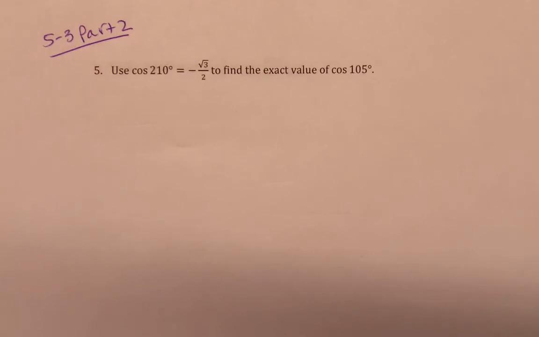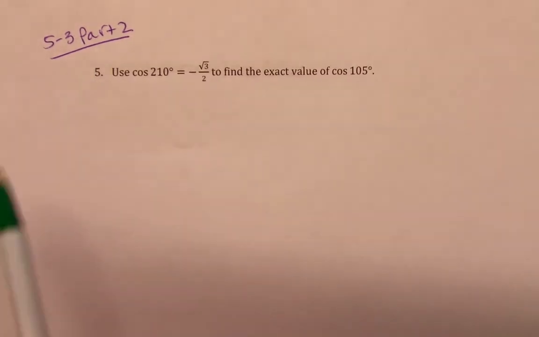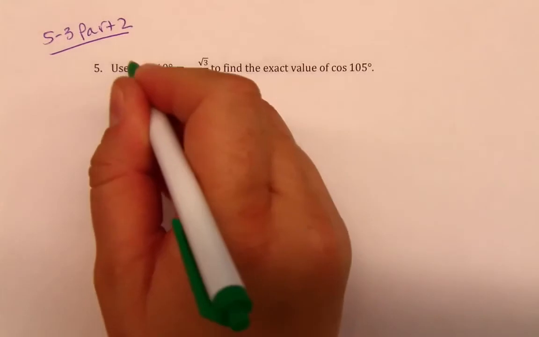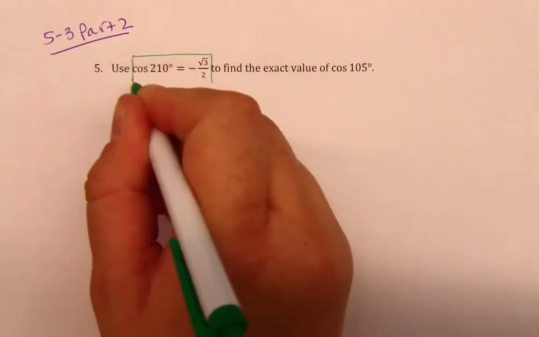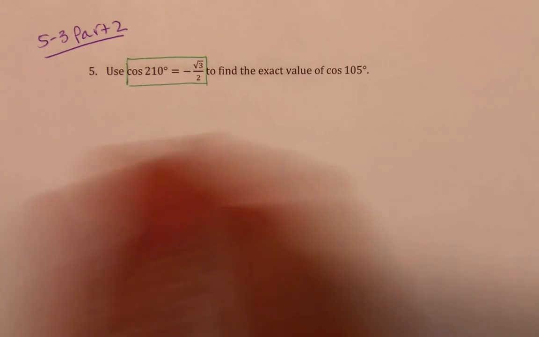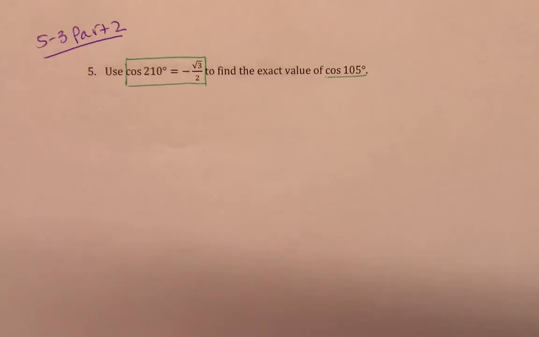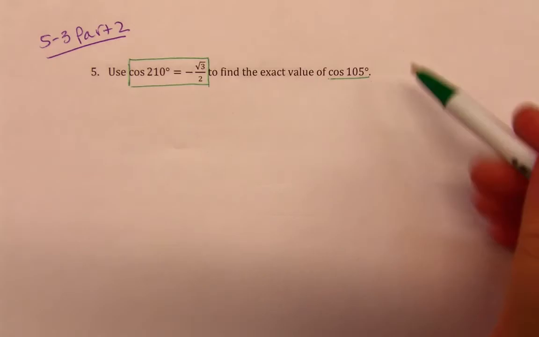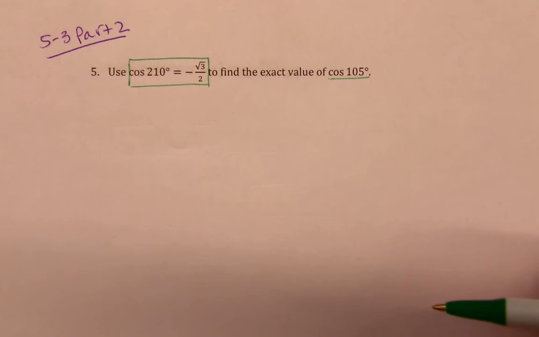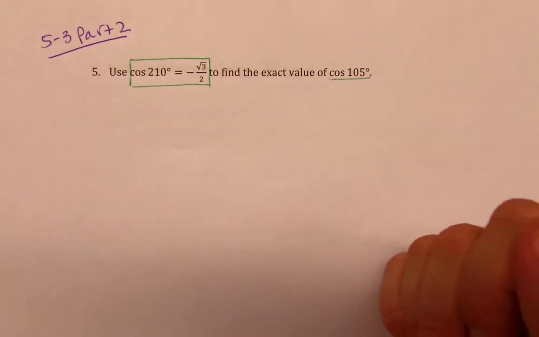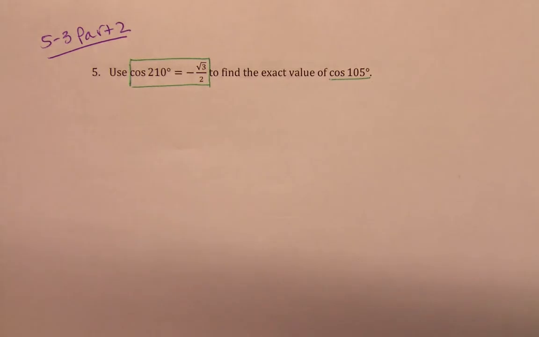Okay, so this is part 2 of section 5-3, and now we're going to be using these identities that we've been talking about. So right now we're given cosine of 210 degrees is equal to negative root 3 over 2, and we want to find the exact value, so again, no calculator, of cosine of 105. Now this is not something on our unit circle, but it is half of this angle. So we're going to use those half angle identities.